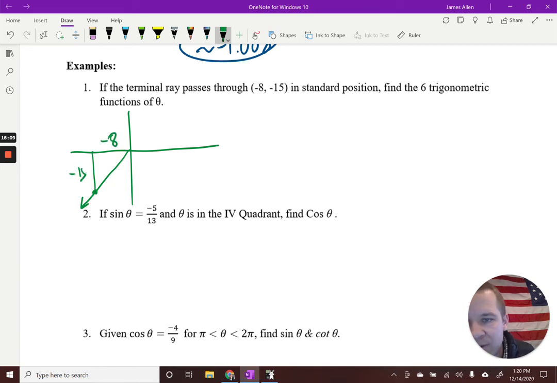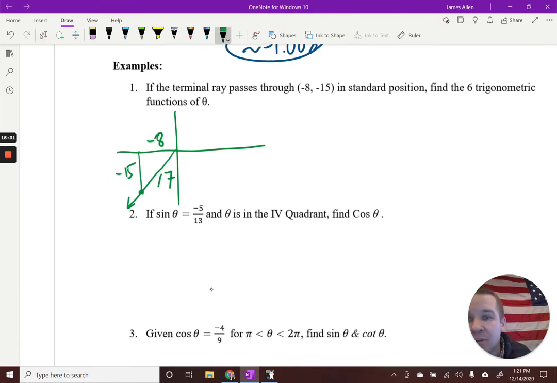Negative 8, negative 15. If you remember from honors geometry, and if you had me in honors geometry and you don't remember this, I'm going to be very upset because I told you that you need to remember this. It was one of the most important things. This is an 8, 15, 17 triangle. That hypotenuse will always be positive. Always positive.